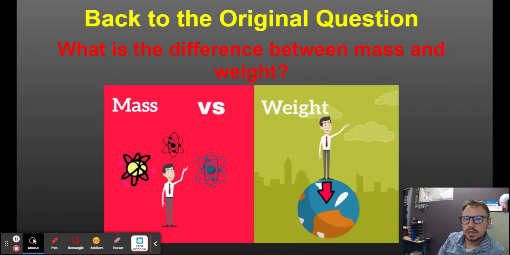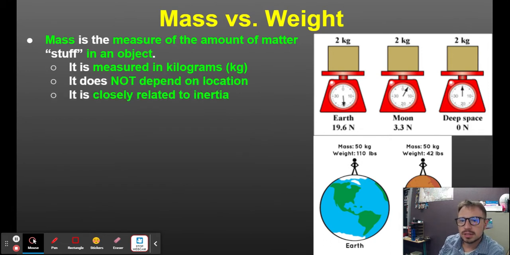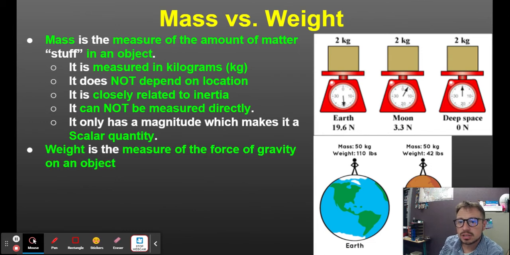So now let's talk about the difference between mass versus weight. Now, mass is the measure of the amount of matter or stuff in an object. It is measured in kilograms. It does not depend on location. It is closely related to inertia. It cannot be measured directly. It only has a magnitude, which makes it a scalar quantity.